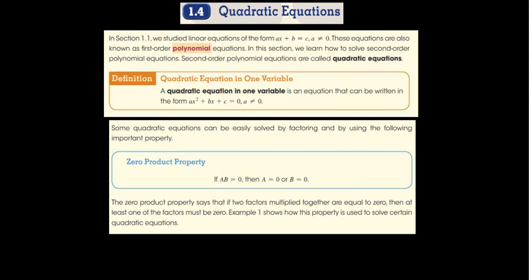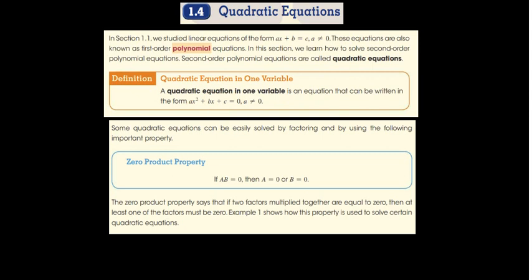Okay. Anyways, the quadratic equation in one variable is an equation that can be written in the form ax squared plus bx plus c is equal to 0, where a cannot be equal to 0. Because again, if a was equal to 0, we look here, well, then we would just have us a linear equation, wouldn't we? bx plus c. So that's why a cannot be equal to 0.